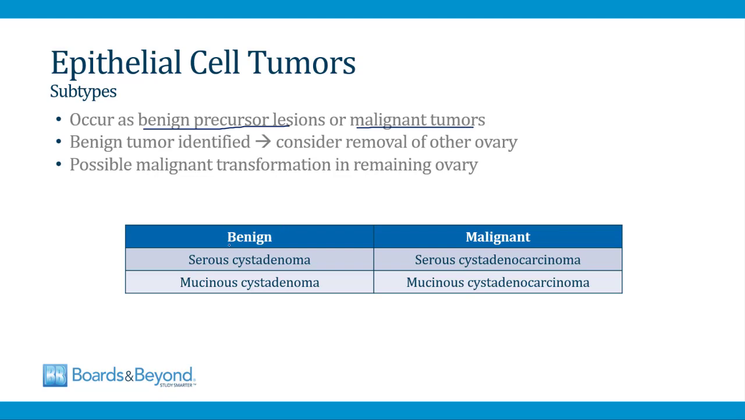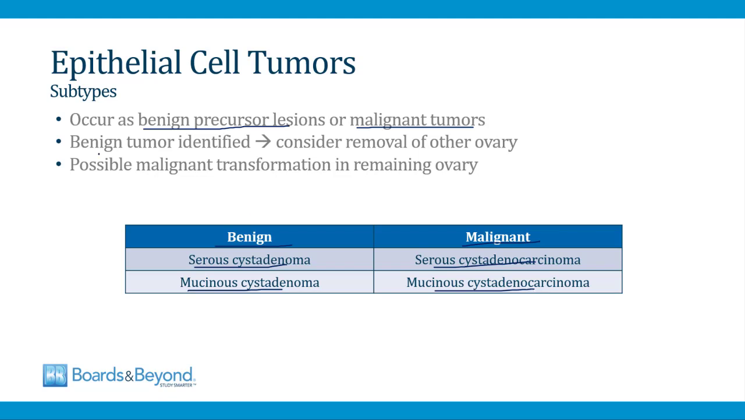But when you do this, some of these tumors will be the benign form based on their histology. So the benign form of the serous subtype is a serous cystadenoma. The benign form of the mucinous subtype is a mucinous cystadenoma. Other times when you examine the tumor under the microscope, it has malignant histology. So for example, the malignant serous form is called serous cystadenocarcinoma, and the malignant mucinous form is called mucinous cystadenocarcinoma.